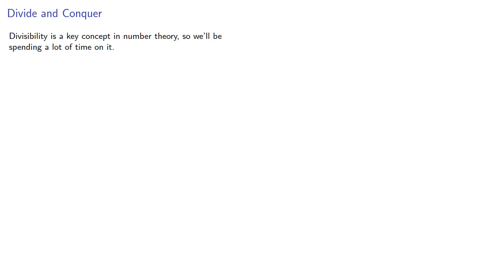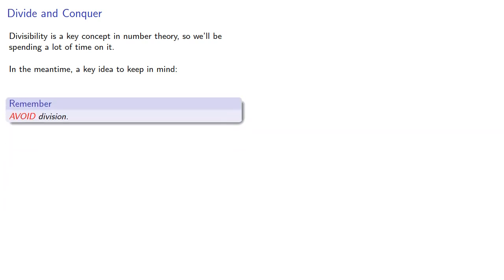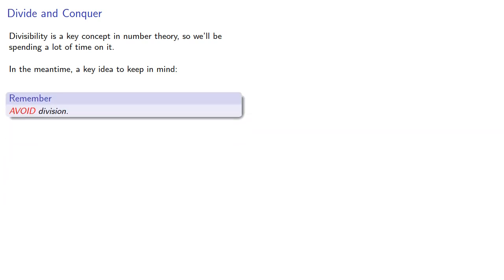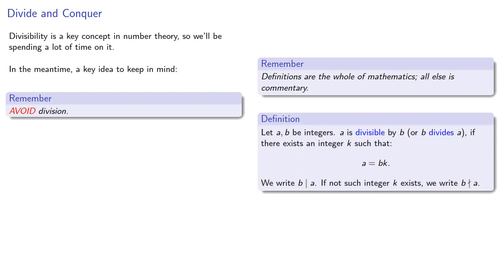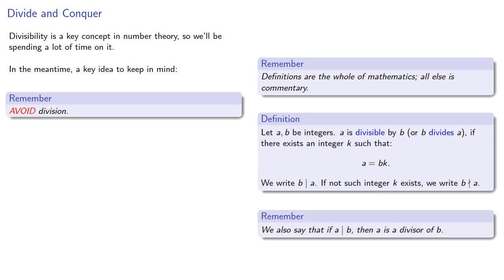Divisibility is a key concept in number theory, so we'll be spending a lot of time on it. In the meantime, a key idea to keep in mind: avoid division. Also, definitions are the whole of mathematics, all else is commentary. So let's remind ourselves what the definition of divisibility is, and we note that we also say that if A divides B, then A is a divisor of B.